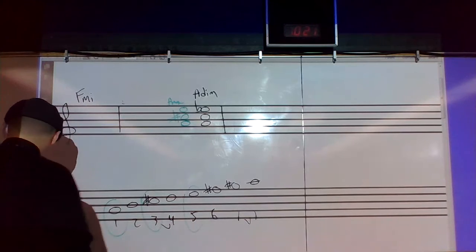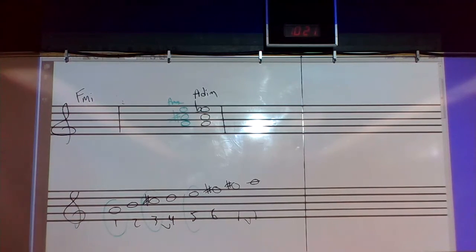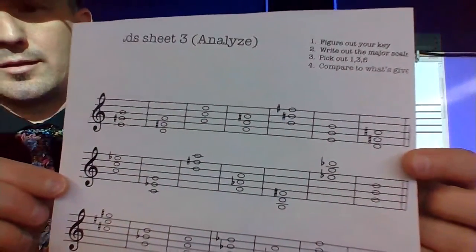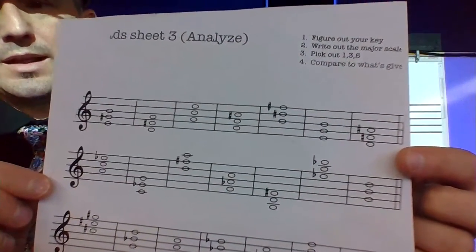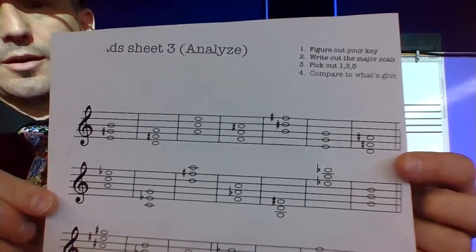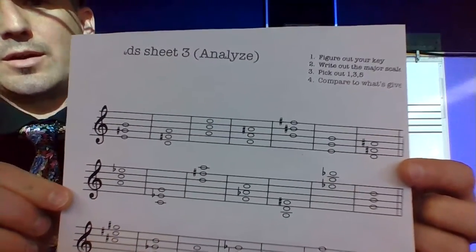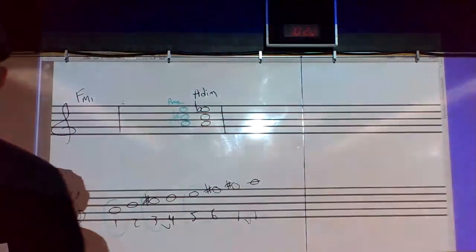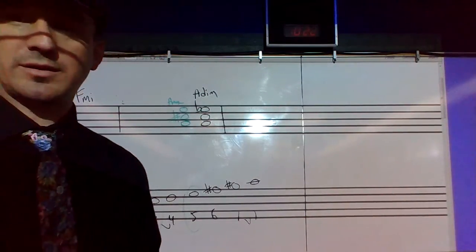Okay? So you're going to have a sheet that looks like this, where you're going to analyze triads. Always go to the root, find the key, write out the major scale. Look at 1, 3, and 5 and compare what's been done. Have things been flatted or sharped? Okay? Let me know if you have any questions, as always.